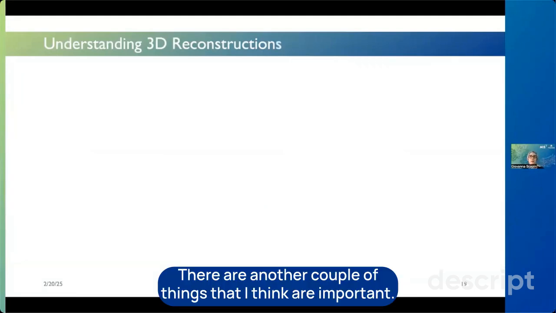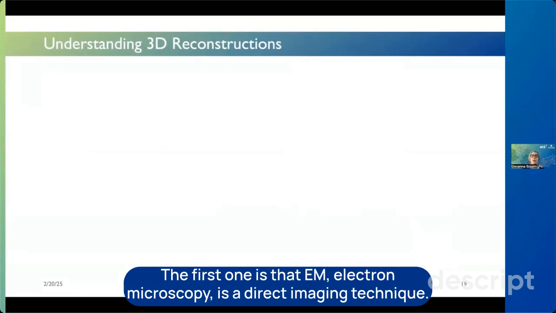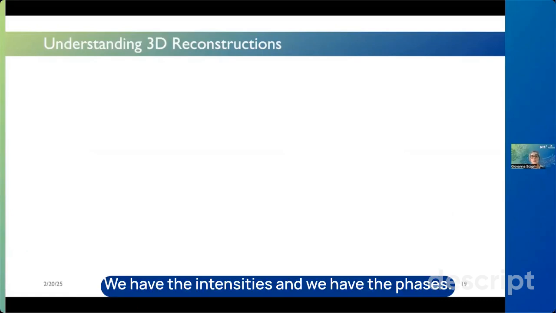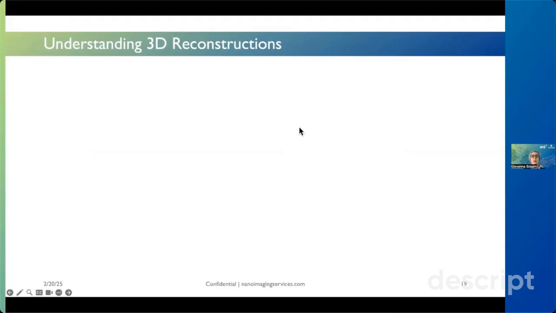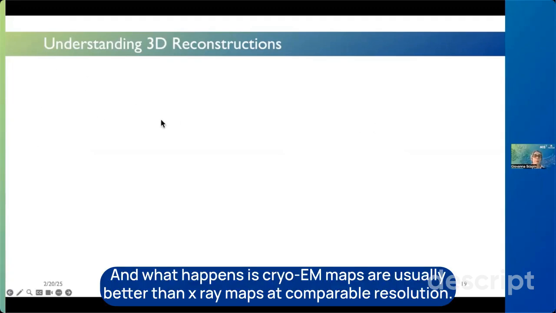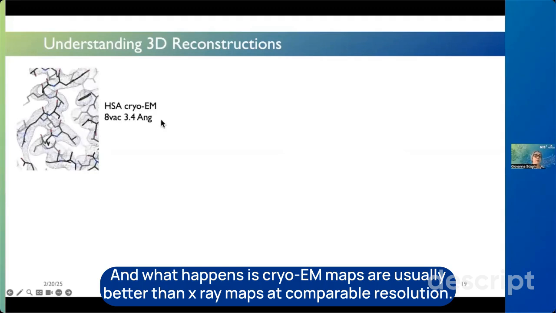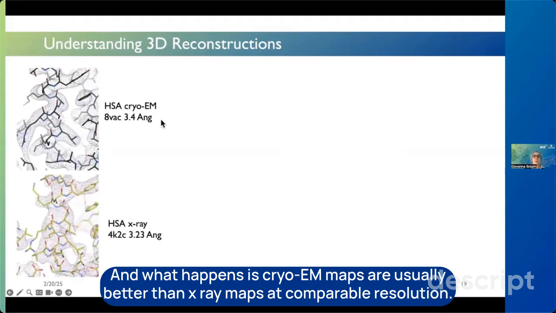There are another couple of things that I think are important. The first one is that EM, electron microscopy, is a direct imaging technique. We have the intensities and we have the phases. And so there is no phase problem like in X-rays, and so there is no error introduced by the phase problem. And what happens is cryo-EM maps are usually better than X-ray maps at comparable resolution.